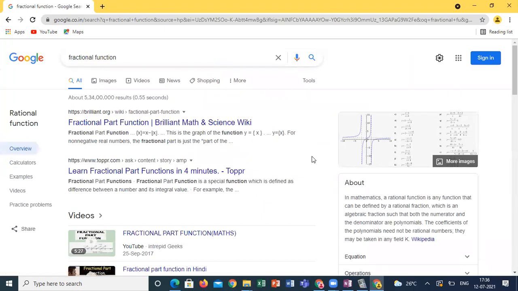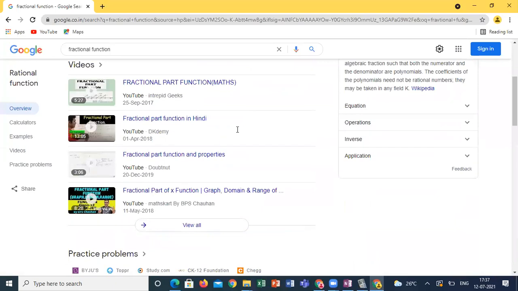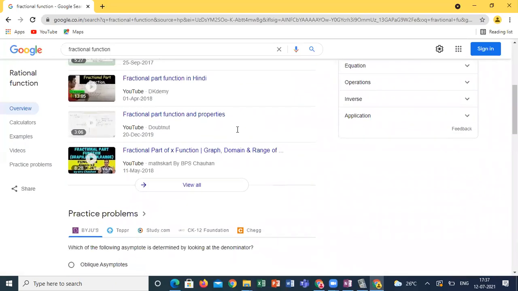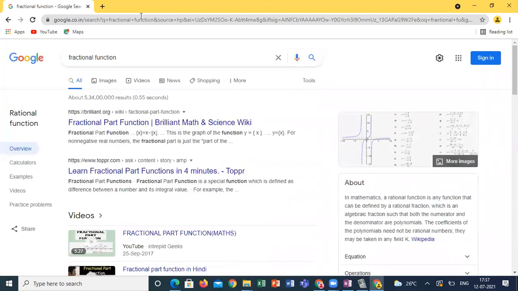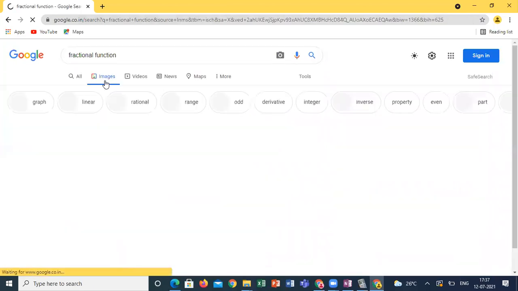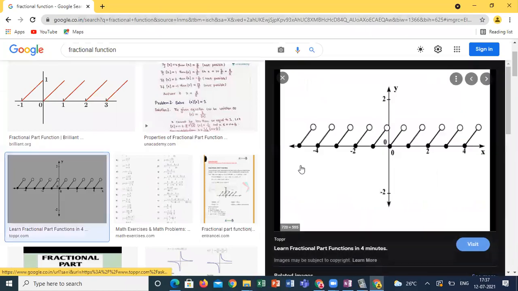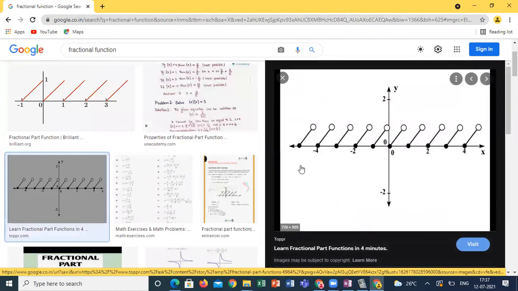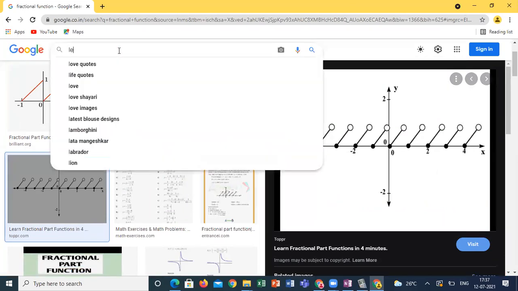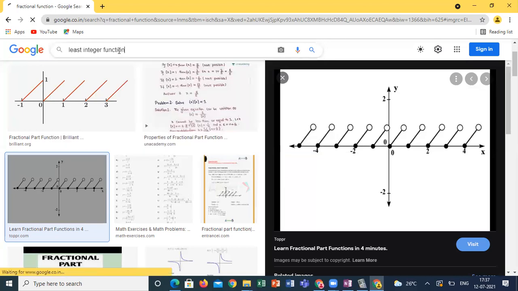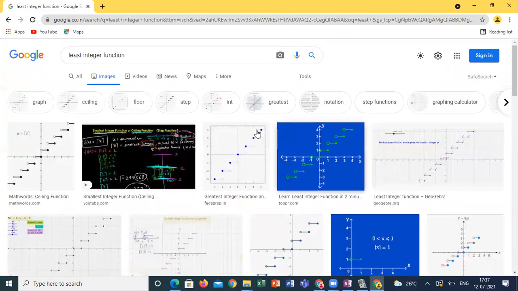This is the fractional part of the function, which means you are going to take only the fractional part. Yeah, this function says fractional part of the function. It looks like this. You have to take only the fractional value of the function. Similarly, the least integer function is also there. This is called the least integer function.